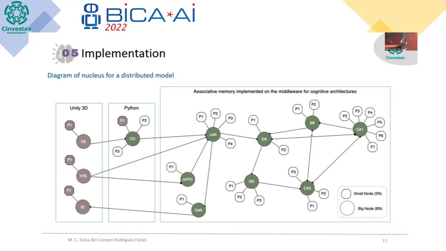The big nodes represent the brain structures found previously in the general model, while the small nodes represent the processes found for each brain structure in the general model.